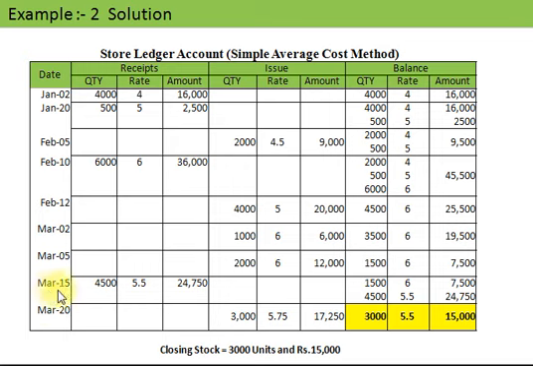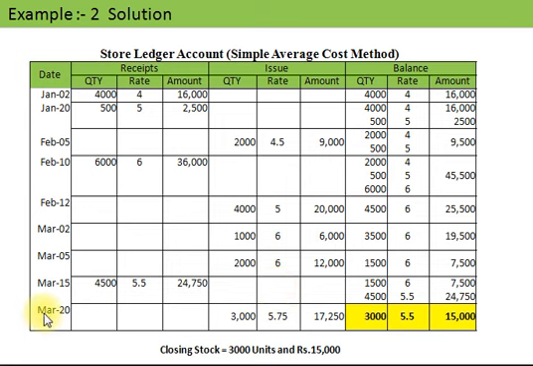On 15th March there is a purchase of 4,500 units, which will be recorded as receipt. Rate 5.5. Total amount comes to 24,750, and our balance by the end of day would be previous quantity 1,500 units, rupees 6 per unit, amount 7,500, and 4,500 units at rupees 5.5, amount 24,750.